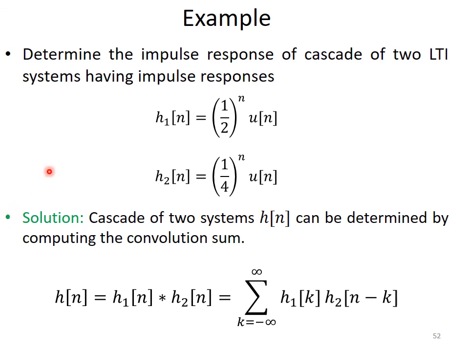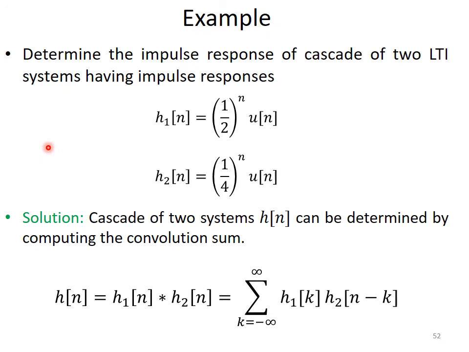Now we are giving the impulse response of two systems connected in cascade. The impulse responses are given by these equations: h1 of n equal to 1 upon 2 power n into u of n, and h2 of n equal to 1 upon 4 power n into u of n, where u of n is the step function.